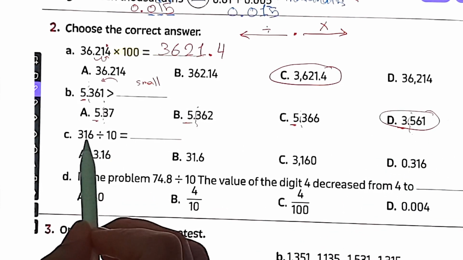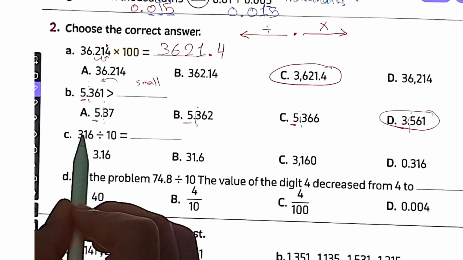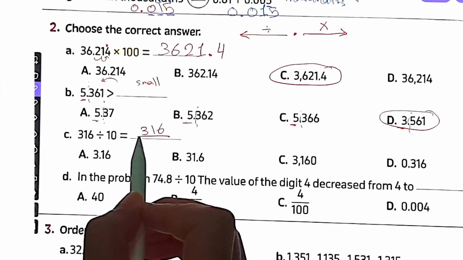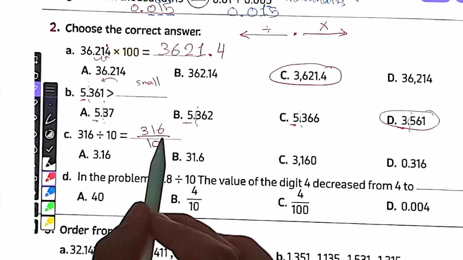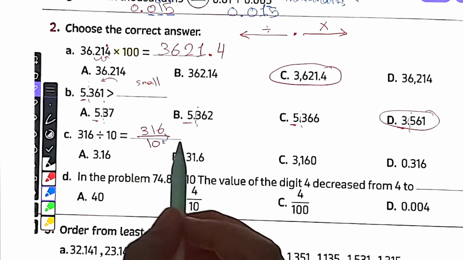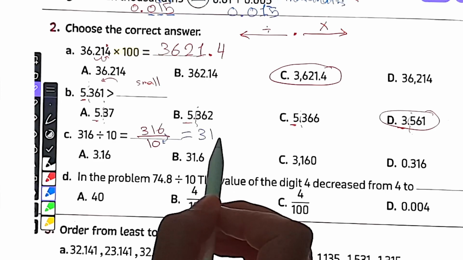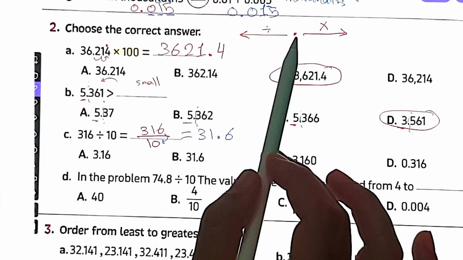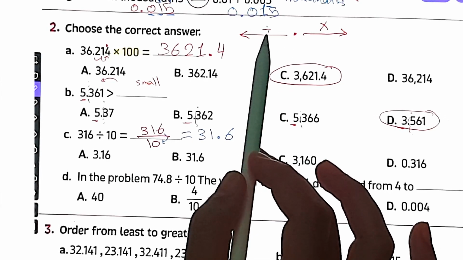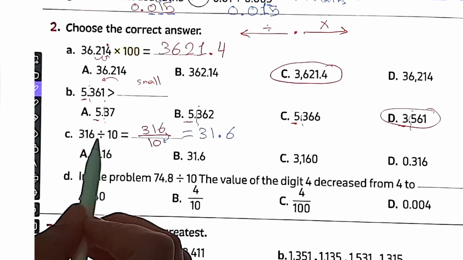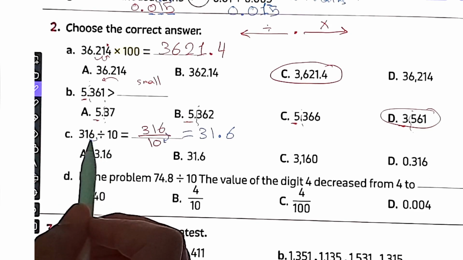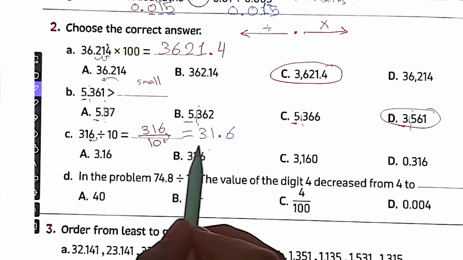Let's move to C. 316 divided by 10. We can write this as a fraction like this: 316 over 10. And this 6 will sit after this 0. So the answer will be 31.6. Or as we said before, in division, I will move the decimal point to the left according to the number of zeros. I will move the decimal point from here one digit to the left because I have 10. So the answer will be 31.6 also. So the answer will be B.